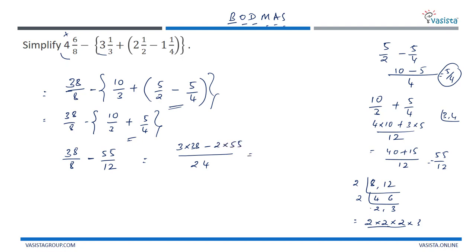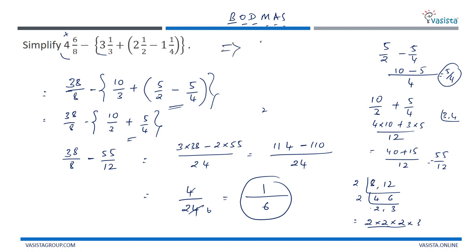Now simplify it. 38 times 3: 8 3s are 24, 2 carry, 3 3s are 9 plus 2 is 11, so 114. Minus 55 times 2, that is 110, by 24, right? Now 114 minus 110 is 4. This is 4 by 24, right? Now simplify it: 4 1s are 4, 4 6s are 24, so the answer is 1 by 6.